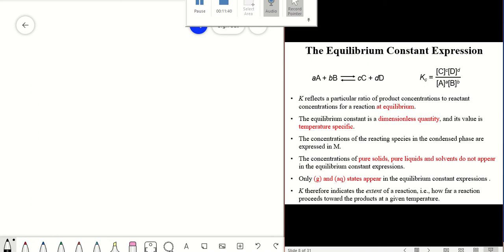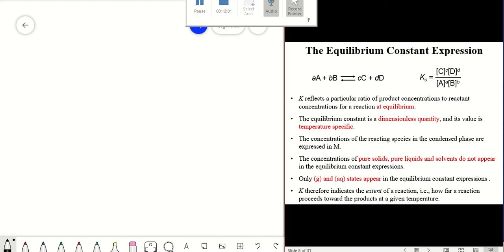Now, the next important thing is that this equilibrium constant is specific to a given temperature. So it's a constant term unless the temperature is changed. At a given temperature, the value of K will stay constant for a given reaction, and once the temperature changes, the value of K will also change.